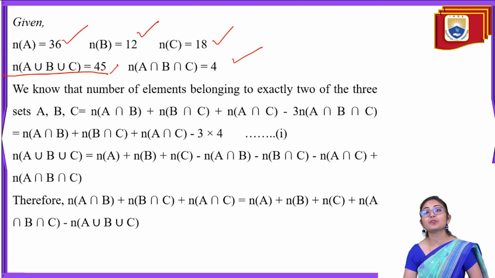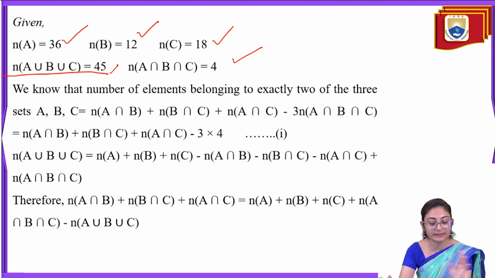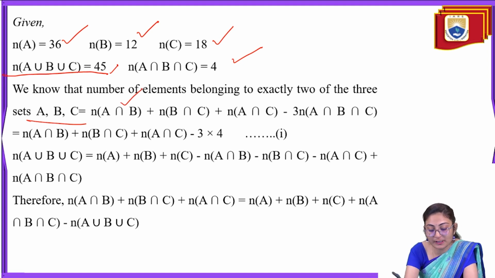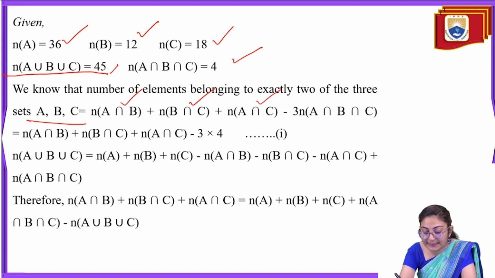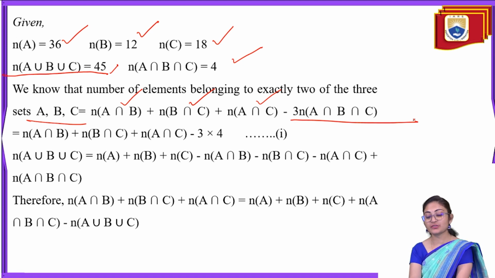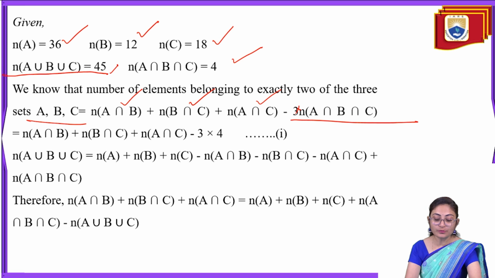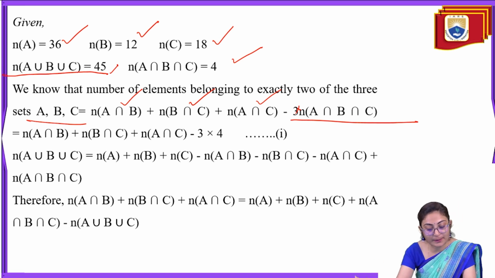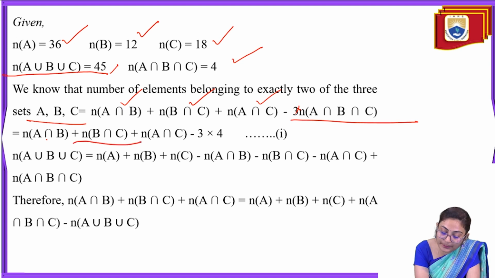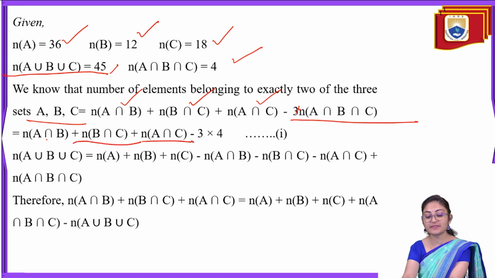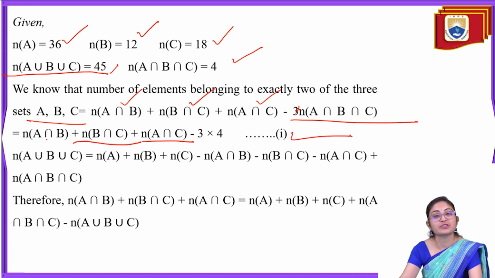Now we know that the number of elements belonging to exactly two of the three sets A, B, C is equal to N of A intersection B plus B intersection C plus A intersection C minus 3 times N of A intersection B intersection C. So we have N of A intersection B plus B intersection C plus A intersection C minus 3 into 4. Now this is your first equation.